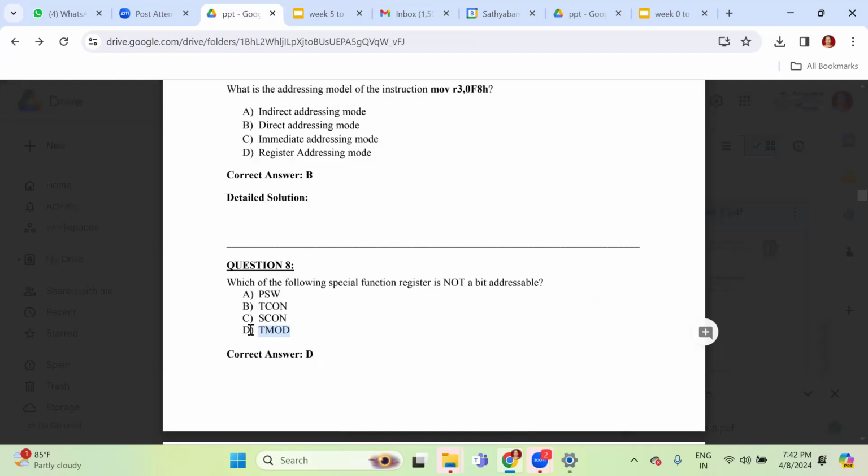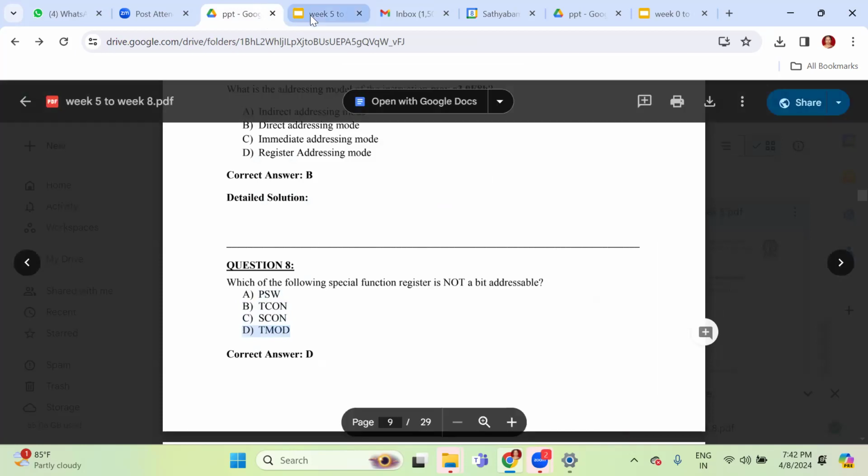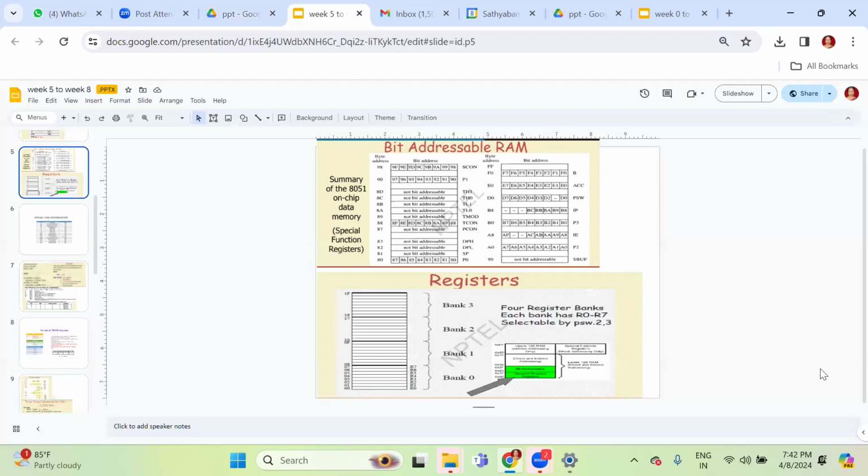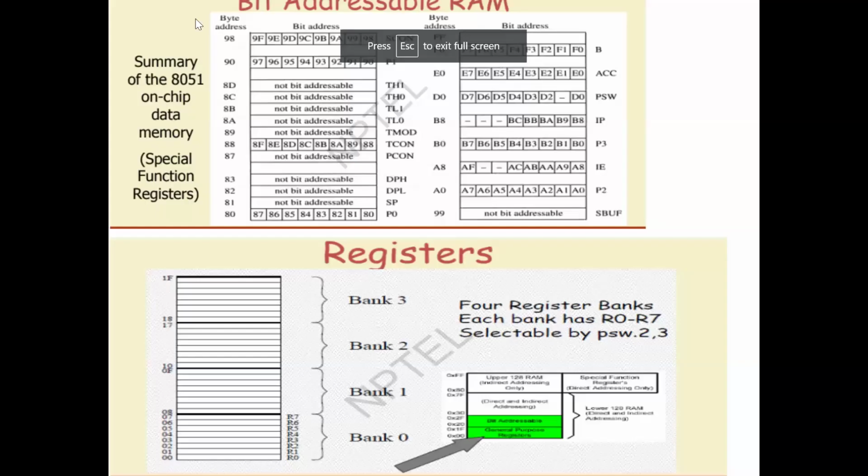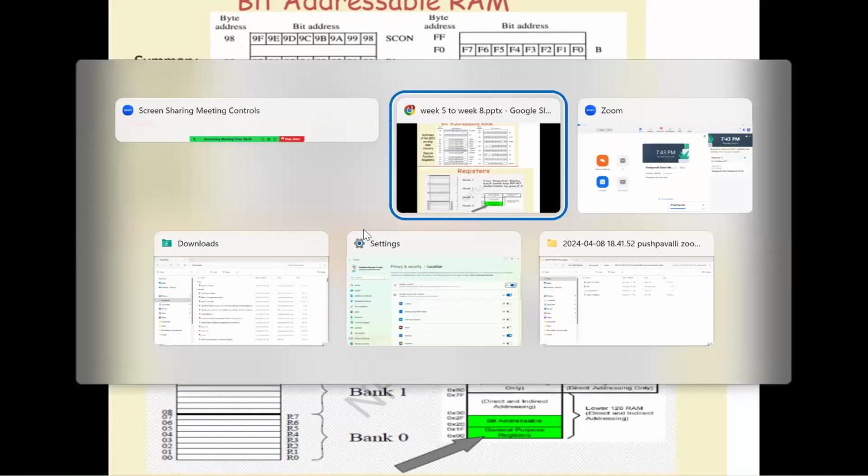TMOD is not bit addressable. All these others are bit addressable. This TMOD alone is not bit addressable. These are the SFRs that are bit addressable; you see this particular slideshow. These are the bit-addressable ones. So TH1, TL0, TMOD are not bit addressable. I have given this PPT, so learn this PPT alone. Then you may understand well enough to answer the question.